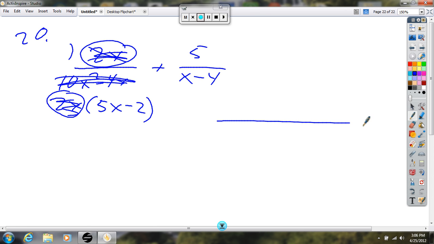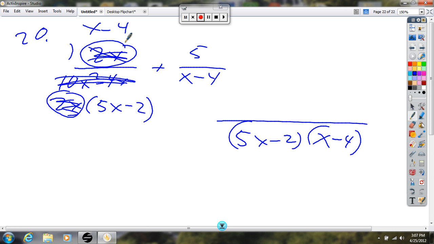All right, now, what is my common denominator? I have 2 binomials, 5x minus 2 and x minus 4. Are they the same or different? Different. They're different, so I have to have both of them. So I have to have 5x minus 2, and I have to have x minus 4. 5x minus 2 cancels with 5x minus 2, leaving me x minus 4 up here. What's left over here? 5. The x minus 4 is canceled, so the 5x minus 2 is left.